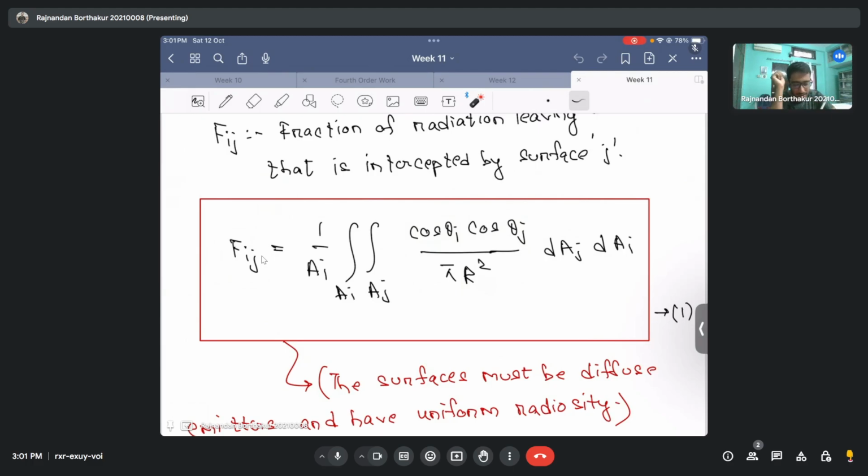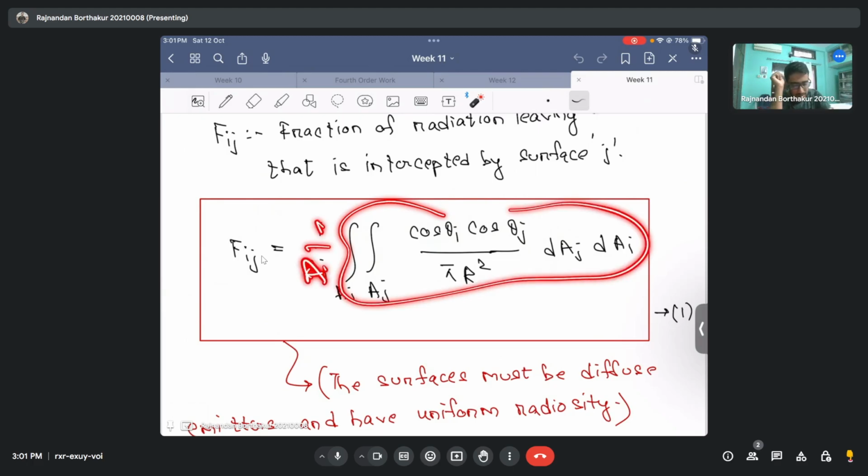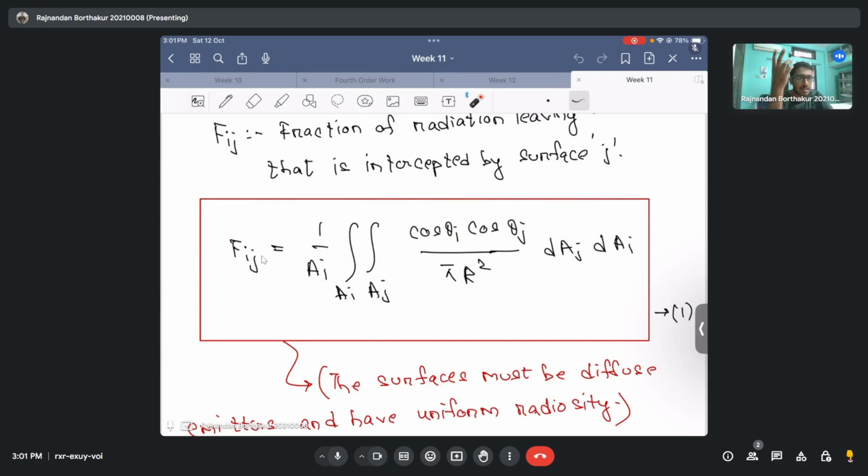So this view factor, which we call Fij, is nothing but the integral of the integrand cos theta i times cos theta j divided by pi r square, with this integral divided by Ai, the area of the ith surface that we are interested in. The bottom line was that the view factor is a function of orientation. The generic expression has nothing to do with temperatures, emissivities, or any surface properties. This brings an important conclusion: view factors are determined by orientations.